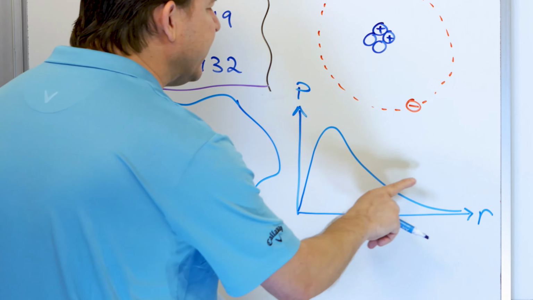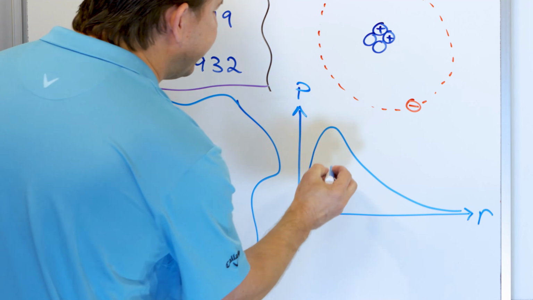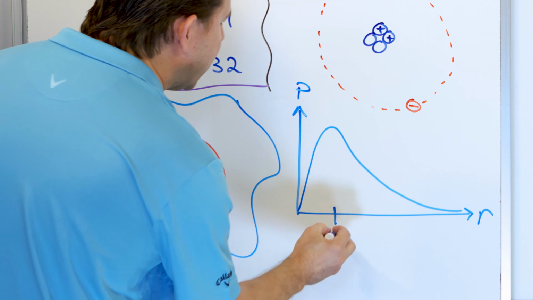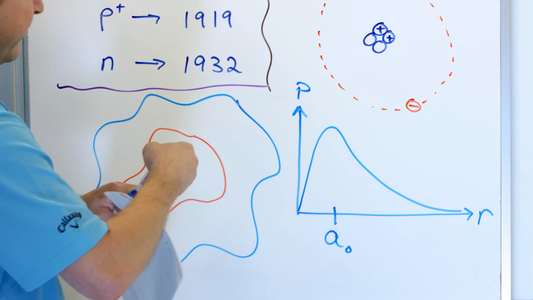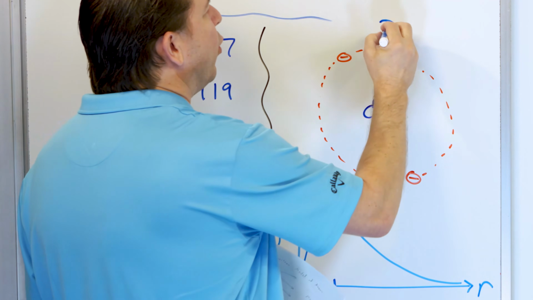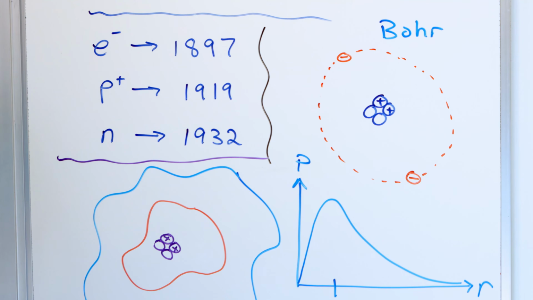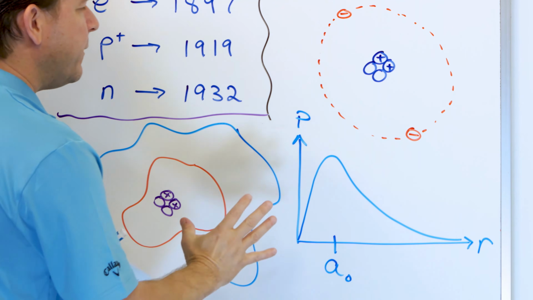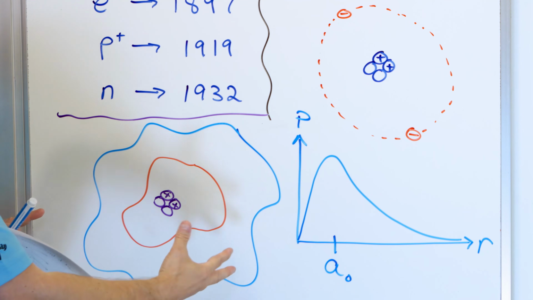This is the probability of finding an electron surrounding the hydrogen atom. And notice there is a peak right here. We call this peak a naught, which is the Bohr radius, because this is the Bohr model of the atom. When I say Bohr, it's B-O-H-R, not like bored.